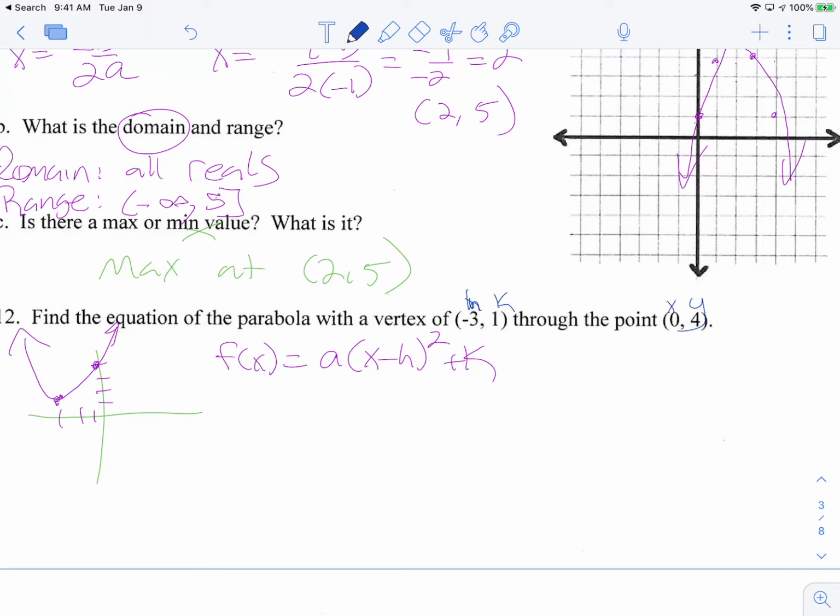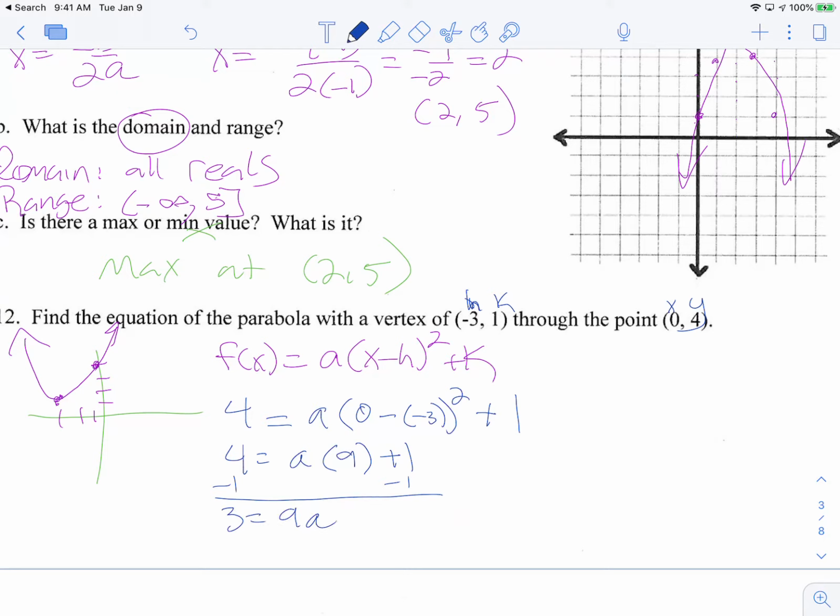this is your x, this is your y. So now 4 is equal to a times 0 minus negative 3 squared plus 1. 4 is equal to a times, this is just positive 3 squared, that's 9, plus 1. Subtract 1 from both sides. 3 is equal to 9a. Divide both sides by 9. A is equal to 1/3. And now we have the a value.